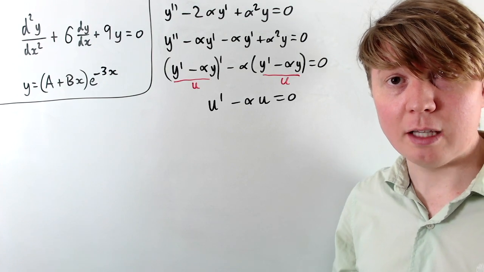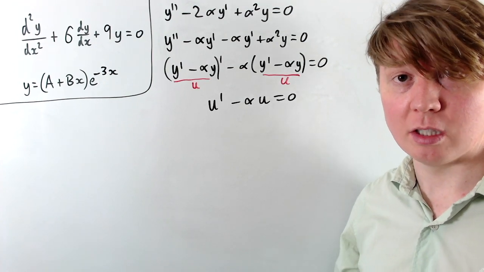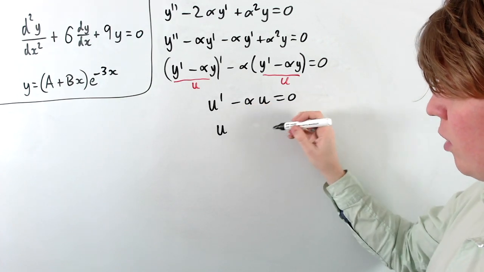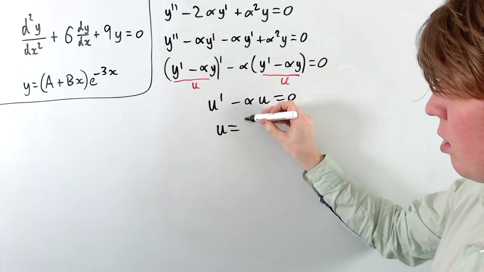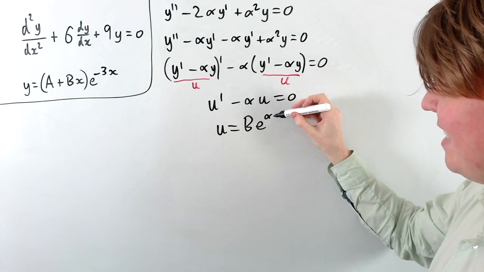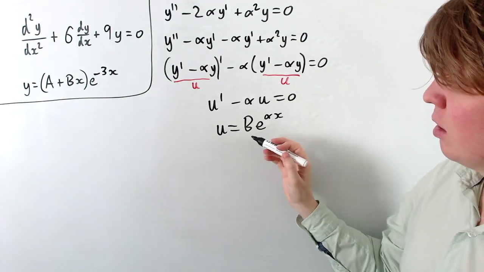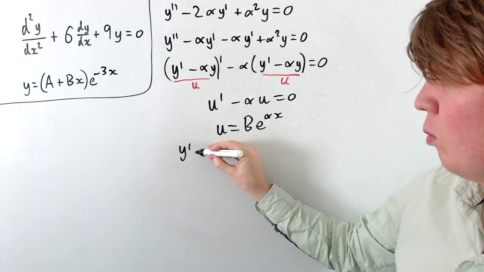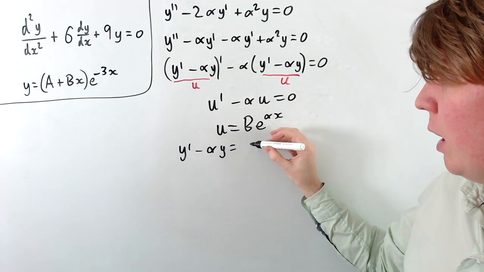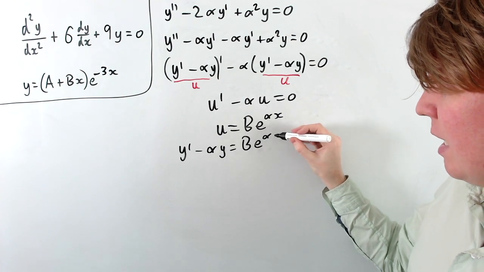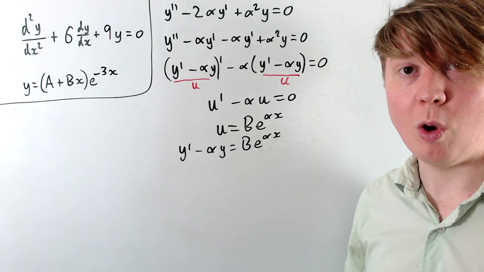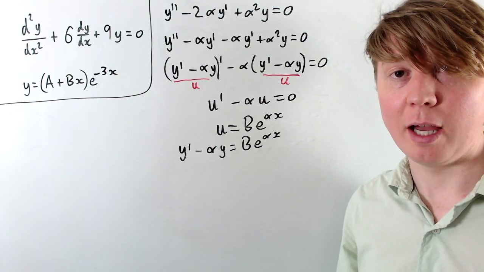And we can solve this again using the integrating factor technique or using separation of variables, and we'll get the general solution for this differential equation will be u is some constant, which we'll call b, times e to the alpha x. So now we know that u is y prime minus alpha y, so we can write this as y prime minus alpha y equals b e to the alpha x. And now we can solve this differential equation to find y, again using the integrating factor technique.